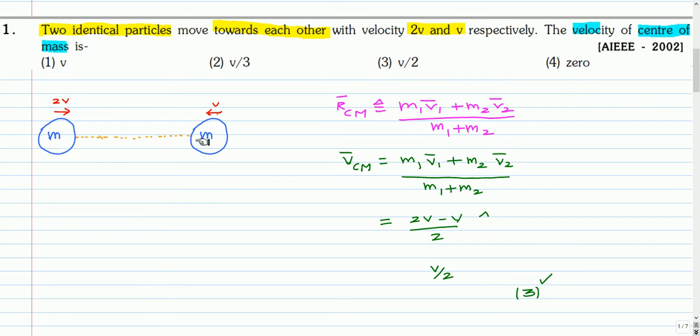So two masses m and m, say one mass is moving with velocity 2v, another is moving with velocity v towards each other. The position of center of mass is given as m1r1 plus m2r2 divided by m1 plus m2. This is by definition of center of mass. If we differentiate this, we get velocity of center of mass as m1v1 plus m2v2 divided by m1 plus m2. Velocity is a vector. If we take the direction towards right as positive, the velocity of the first particle is 2v and the velocity of the second particle is minus v. So we get the velocity of center of mass as v by 2, the magnitude. So the correct option is option 3.